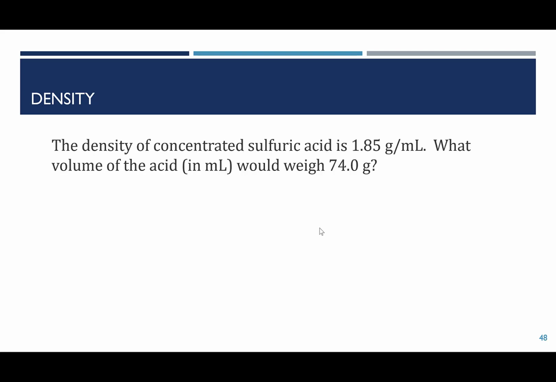Okay, so let's go ahead here and try a quick problem where we're going to do a conversion, looking at, first of all, concentrated sulfuric acid having a density of 1.85 grams per milliliter. We want to find the volume of the acid. What volume of it would weigh 74 grams? So go ahead, attempt that problem, and we'll come right back to it. Take a pause.